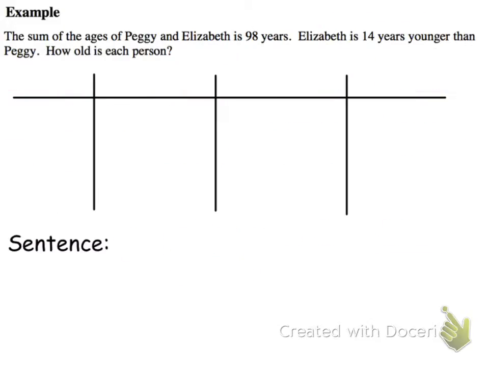Here's the last one, and I'd like you to try this one on your own, and you'll bring this to class with you tomorrow. So the question states the sum of the ages of Peggy and Elizabeth are 98 years. Elizabeth is 14 years younger than Peggy. How old is each person?